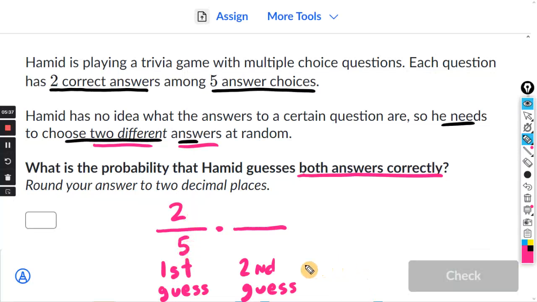Now for the second guess, once you choose the first correct answer, there is only going to be 1 correct answer left for the second guess. And once you choose one of the 5 choices, there is only going to be 4 choices left for the second guess. So for the second guess, the chances of getting it correct are going to be 1 out of 4.